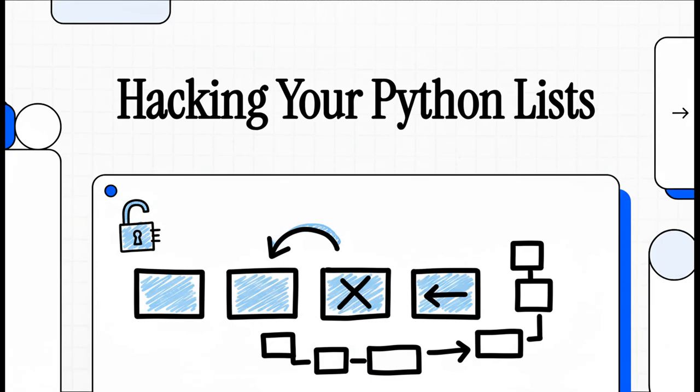All right, let's talk about one of the absolute cornerstones of Python, the list. We're going to cover how to change them, grow them, shrink them, basically, how to get full control over your data. Let's jump right in.